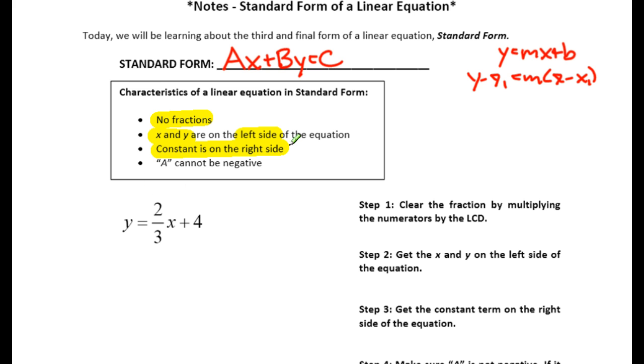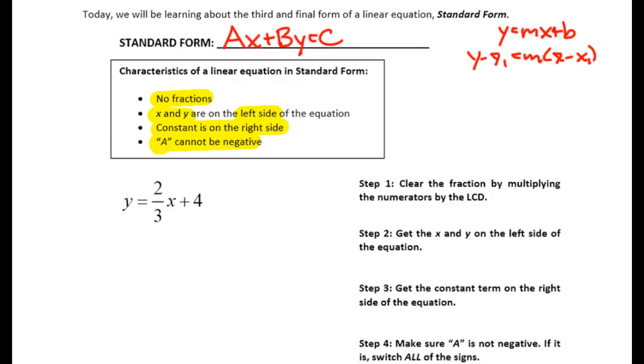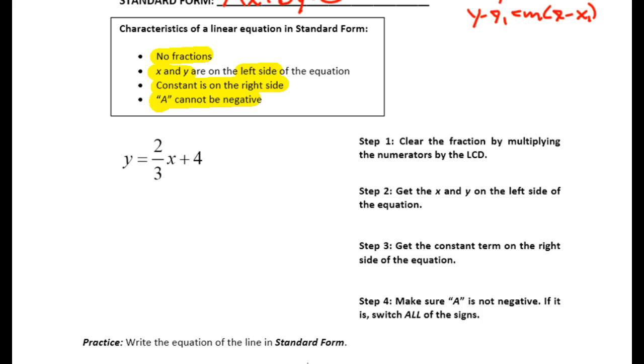And then another big rule is the a. The a, the first number in front of the x, cannot be negative. The b can be negative, the c can be negative, but the a cannot be negative. Alright? So, here's how we would do this. Basically, 4 steps. And sometimes you've got to do 4 steps, sometimes you can do less. It really depends on the problem. Alright, so let's do this first example together.